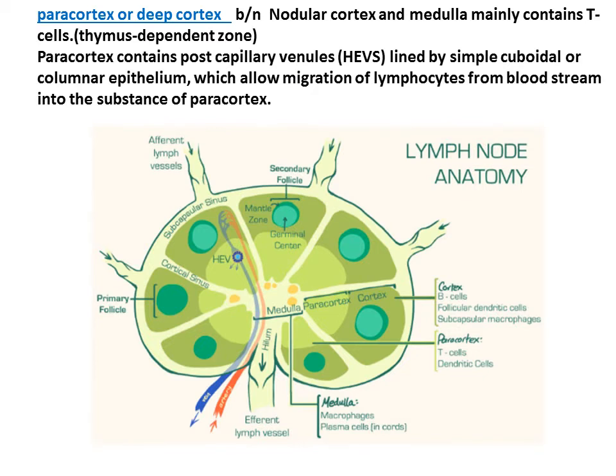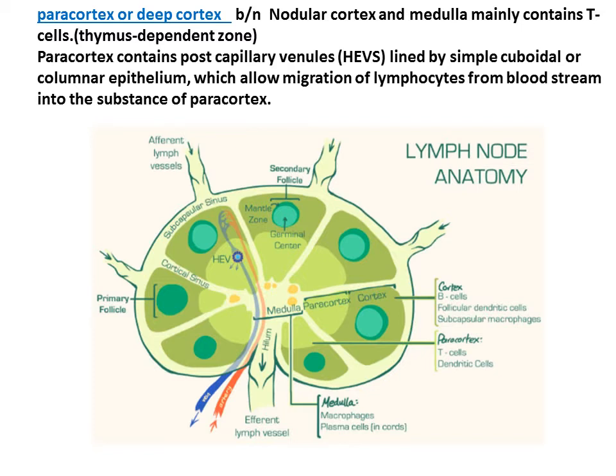The paracortex, or the deep cortex, between the nodular cortex and the medulla mainly contains T cells, the thymus dependent zone. That is, the paracortex lies between the nodular cortex and the medulla, and it contains which type of lymphocytes? T lymphocytes, the thymus dependent zone.